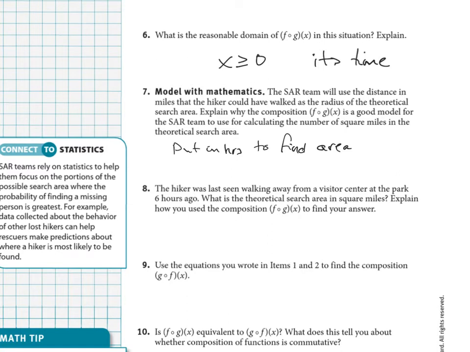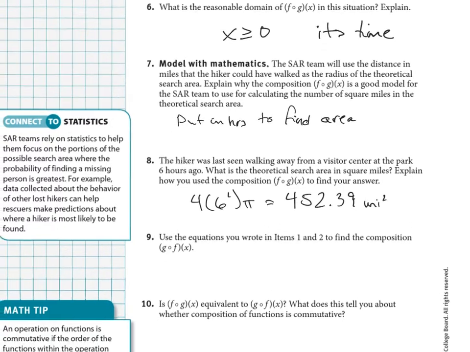Of course, now they're going to have you figure that out. So for number 8, it says that they were last seen walking away 6 hours ago. Well, we already have the function written, right? It was on the other side. It was 4x squared pi, so I'm going to have 4 times 6 squared times pi. I throw that in the calculator. We'll go to 2 decimal places because pi is usually 2 decimal places. So then we have 452.39 miles squared, using correct units, of course.